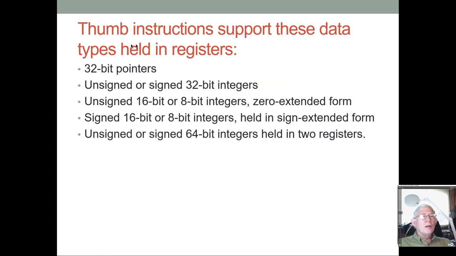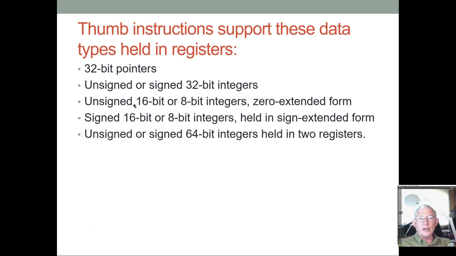All right, so these are the various data types that are held in registers. 32-bit pointers. Pointers are all 32 bits. You can also have integers. On this chip, integers are 32 bits, and they can be unsigned or signed, obviously. And then you can also have unsigned or signed 16-bit and 8-bit integers. The unsigned are 0 extended, and the signed are sign extended. Now, let me explain what that means. Every register you have on this machine is a 32-bit register. When you put a byte in that register, that only fills up one of the 4 byte positions in the register. So what about the other positions? Or if you put in a half word, you've only filled up 16 bits of the 32 bits. What happens to the other bits?